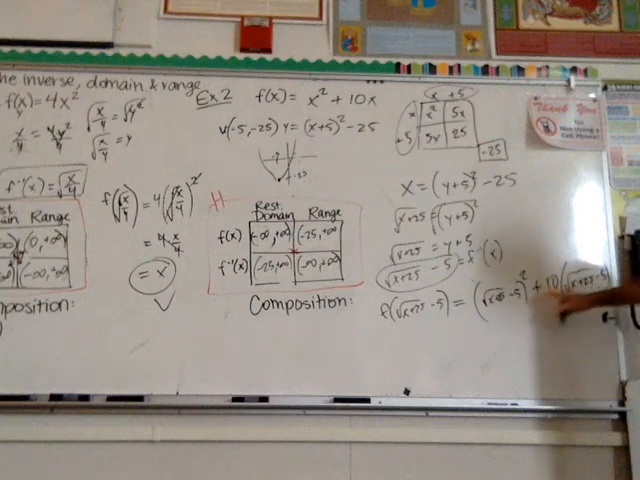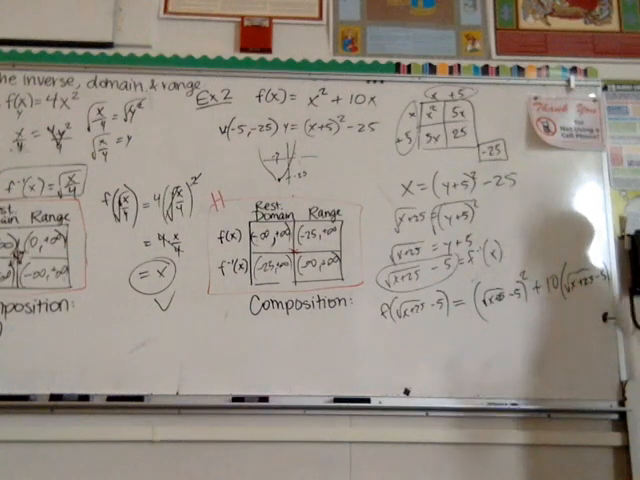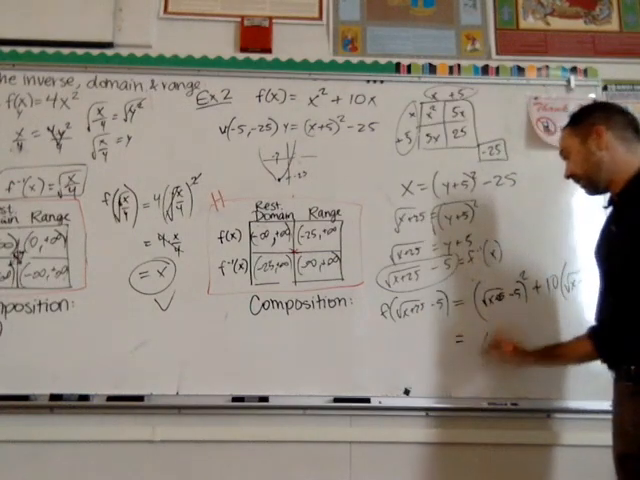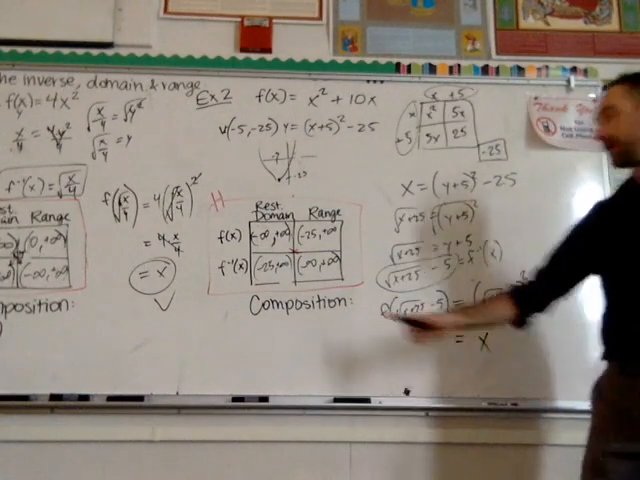You would then work these out. It would be kind of a mess. That would be something we'll look at tomorrow. I might do an easier example. But if you work this out, it should equal x after we've done this composition part.